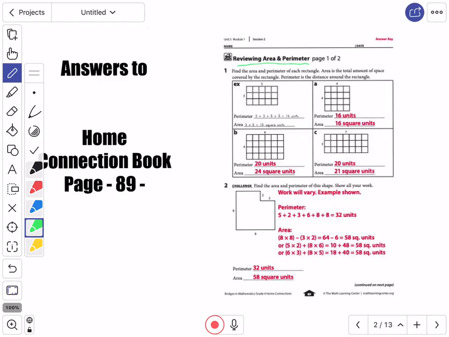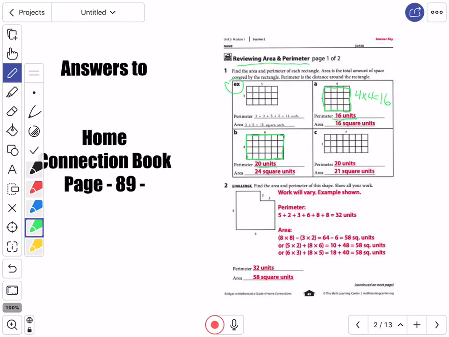All right. Before we start the lesson, I want to go over the answers to your homework from last night, which was a review of area and perimeter. The first one was done for you. Looking at the second one, the perimeter around would be 4 plus 4 plus 4 plus 4, which would be 16 units, right? And then the area would be 4 times 4, which would also be 16, but that would be 16 square units.